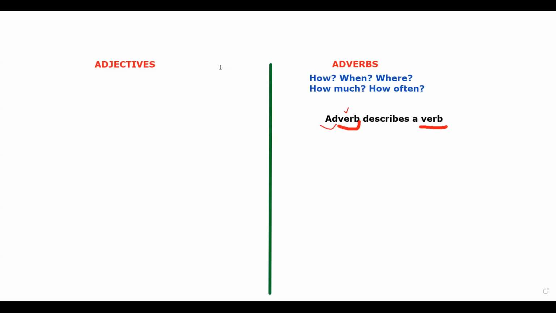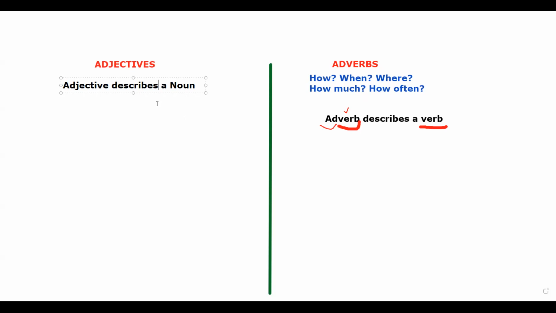Right? So now let's look at the adjectives and try to say what it does in a sentence and what questions we put to adjectives. So adjectives, in their turn, describe a noun. Okay, and it only describes a noun. It doesn't describe a pronoun. It just describes a noun.